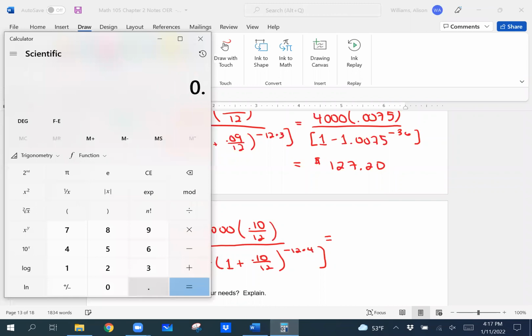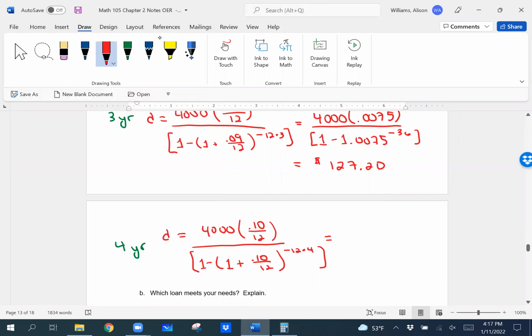All right, over 1 minus 1.008333 raised to the negative 48. Okay, squeeze in that bracket. Okay, plugging that in the calculator. You can pause the video and plug it in and then compare. I'm getting 101.